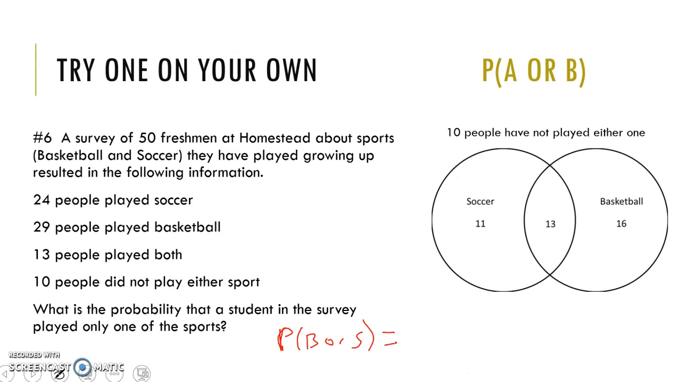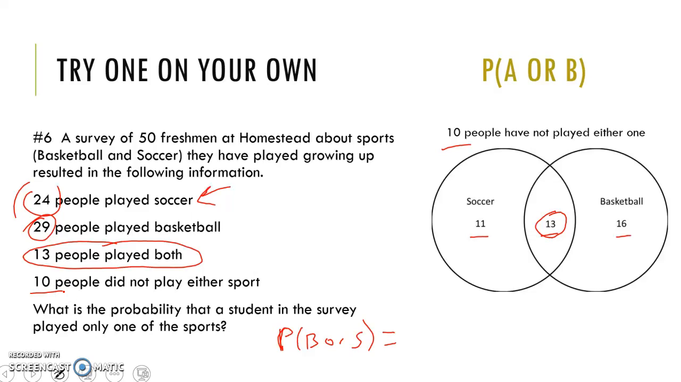Might help with this Venn diagram. We're going to start with the intersection. There are 13 people who played both. So there's 13 people who played soccer and basketball. We know that there are 24 people who played soccer. So that means I have to have 11 here because 11 plus the 13 adds up to a total of 24. We also know that 29 people played basketball. And if 13 are here, 16 have to be just there because the 13 plus the 16 add up to 29. And there's 10 people outside of the circle who didn't play in either sport.